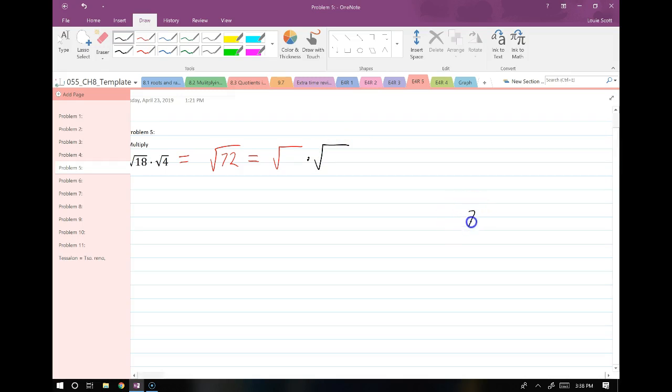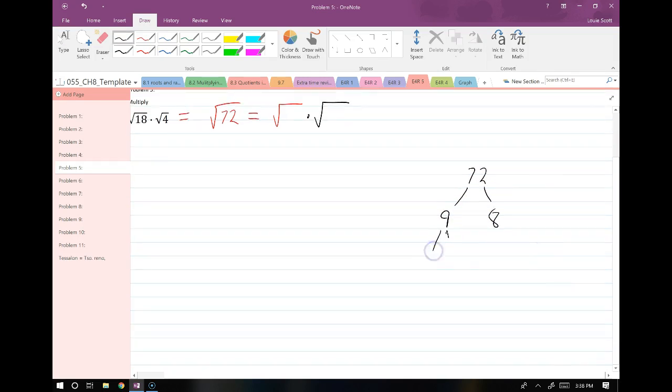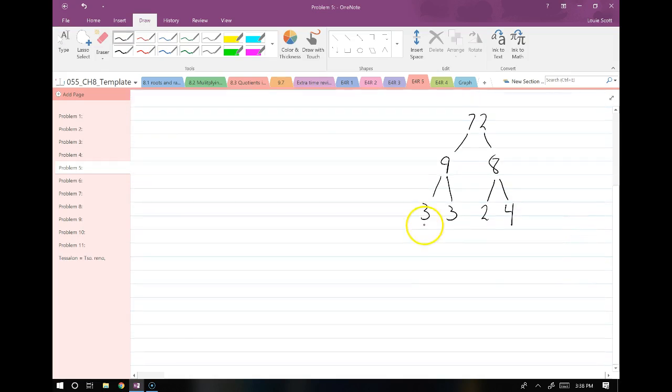I take my 72 and I put it in a factor tree. 72 is equal to 9 times 8. 9 is equal to 3 times 3. 8 gives us 4 times 2. Almost there. The threes drop down. The two is prime, so that drops down, and the four splits up into two twos. Exactly. So I identify my pairs. I have a pair of threes and a pair of twos.